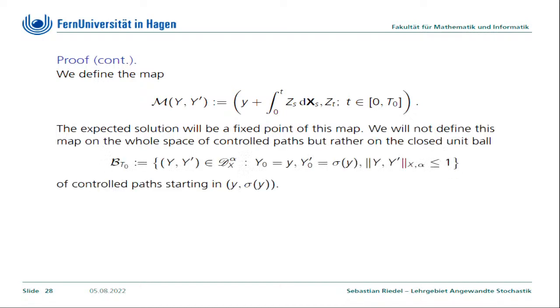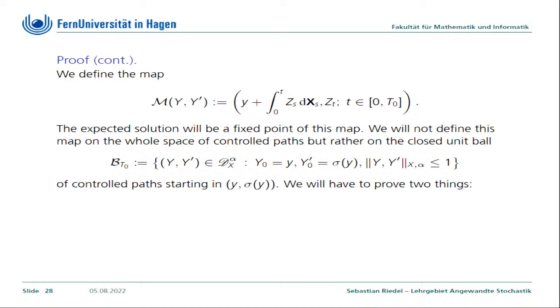And as for the Young integral, we will restrict now this map on a smaller space. So we will look at a closed unit ball here, BT0, that contains all controlled paths starting at a certain initial condition, namely y here, and the y prime here will start at sigma applied to y, with the property that the semi-norm here is less or equal to 1. So this is in the unit ball.